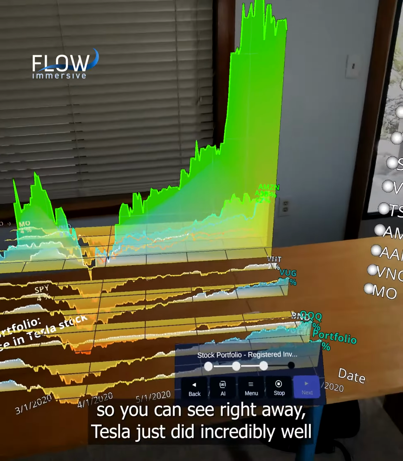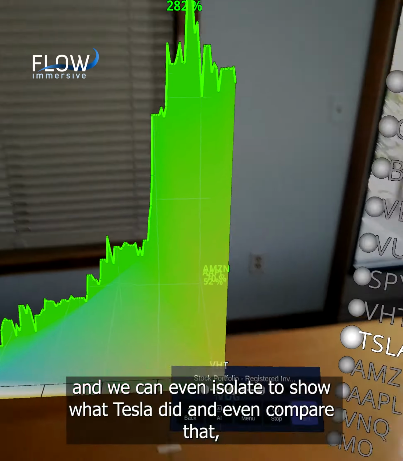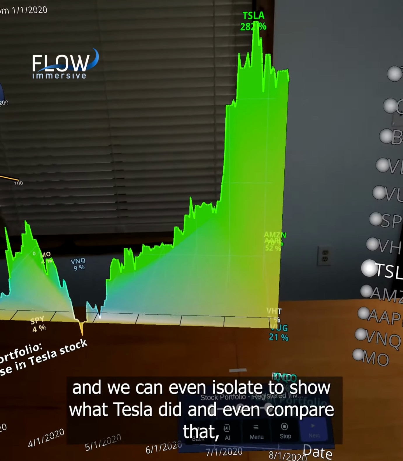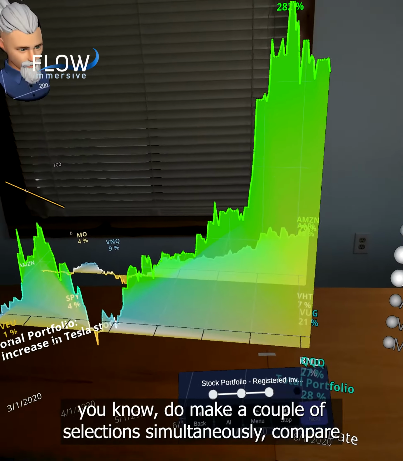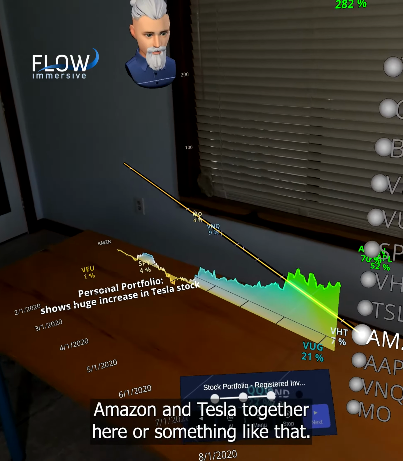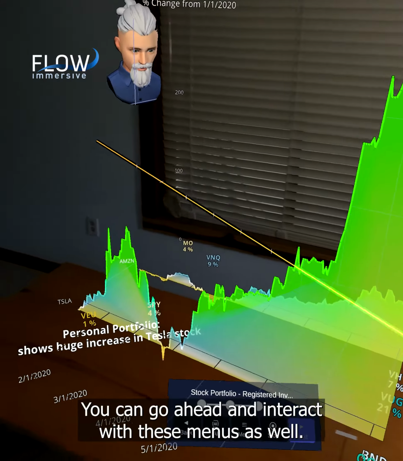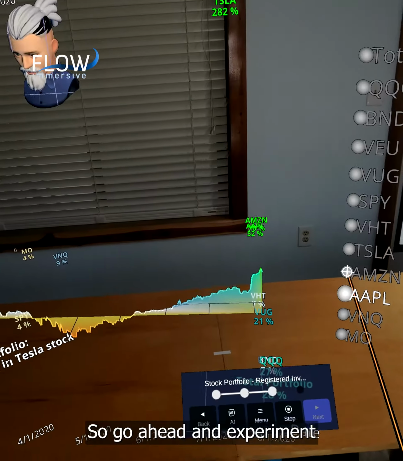So you can see right away, Tesla just did incredibly well, and we can even isolate to show what Tesla did. And even compare that, make a couple of selections simultaneously, compare Amazon and Tesla together here or something like that. You can go ahead and interact with these menus as well. So go ahead and experiment.